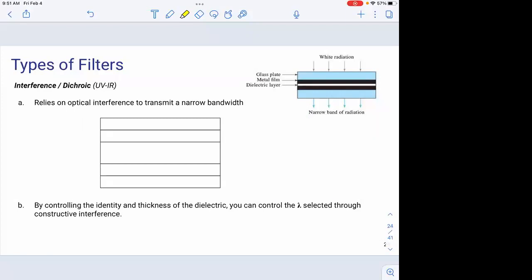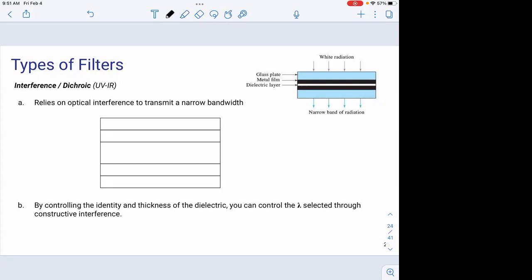All right, so the next one that I want to talk about is probably the one that's most common. It's called an interference or a dichroic filter. Here, what we're doing is relying on optical interference to transmit a narrow bandwidth of light that is incident upon this filter. And so I'm going to draw some scenarios that are happening in sequence. Okay, so first things first, you're going to have collimated light.